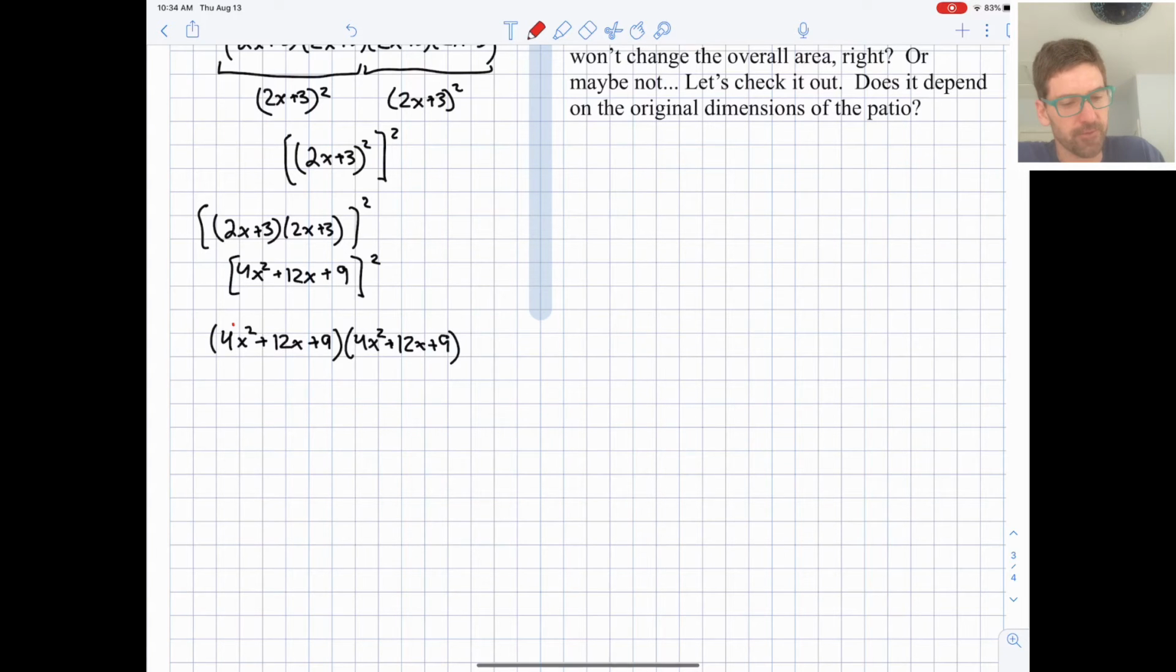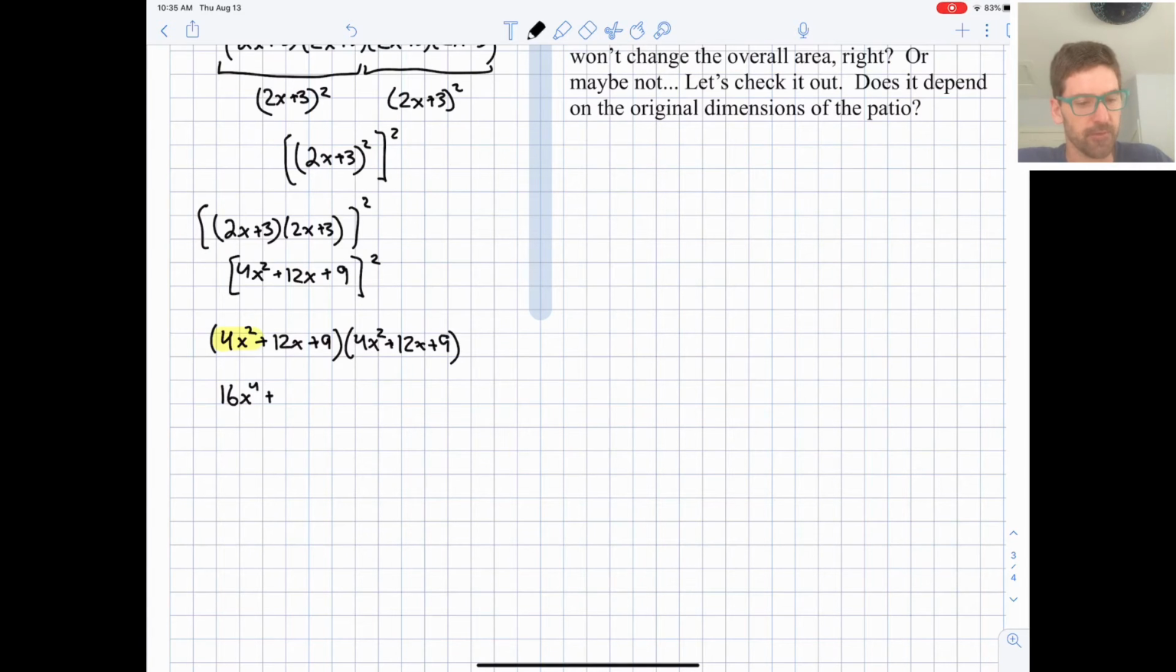So I'm going to take this 4x squared and multiply it through. I'm going to take the 12x and multiply it through, and I'm going to take the 9 and multiply it through. So we have a lot of combinations to work with. A big challenge here is just staying organized and making sure we're doing everything carefully. So I'm going to multiply this guy through first. 4x squared times 4x squared is 16x to the fourth.